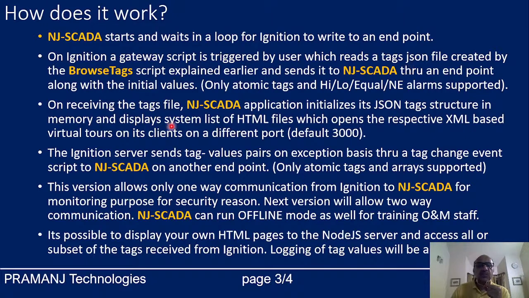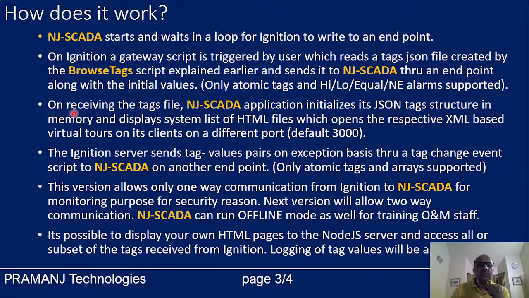Of course, it filters out the invalid tags. We'll explain later. It also includes the initial values at that point of time. So this tags.json file becomes an input to the Node.js NJ-SCADA application.